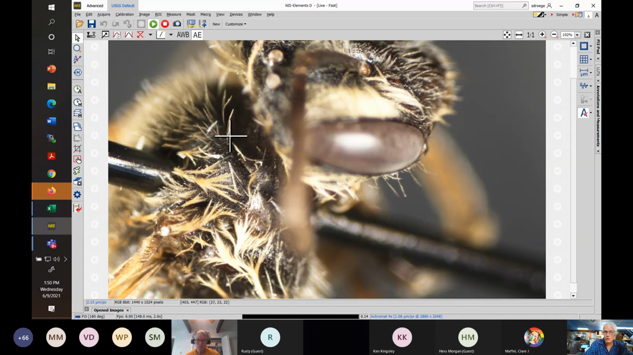And here is a pronotal lobe. So this is the pronotum right through here. That's the edge of the scutum. And there is this lobe right there.